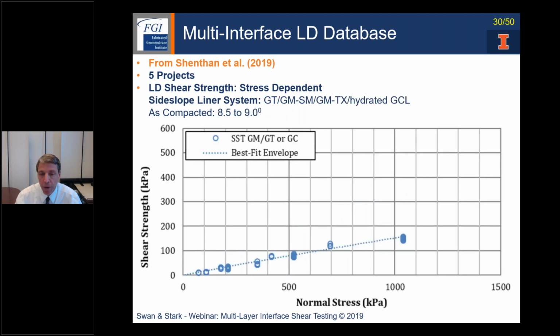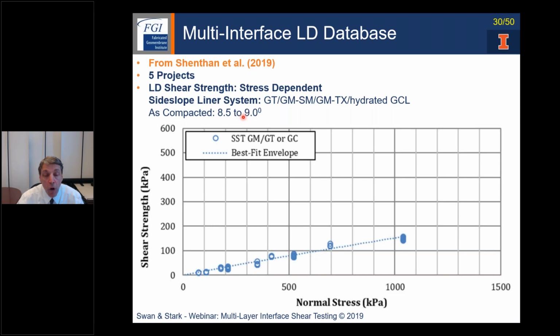And then the last comparison is a side slope. And so the diagram in the prior slide was the floor or bottom or non-slope portion of the liner system. This is the side slope liner system, geotextile, smooth geomembrane on one side, textured on the back of the geomembrane, and a hydrated GCL. So you can see on the side slope a preferential shear plane or weak interface being introduced with the smooth geomembrane in contact with a nonwoven geotextile.